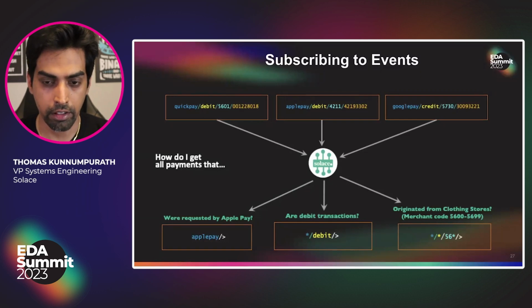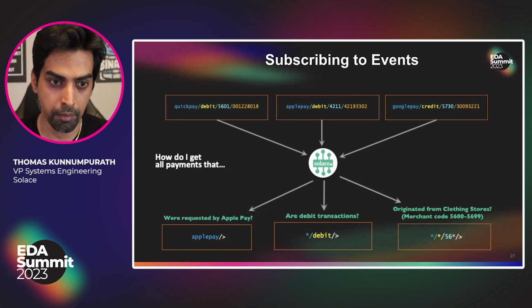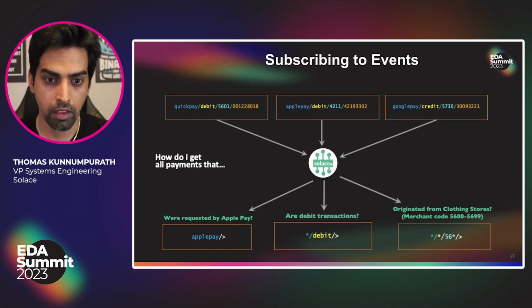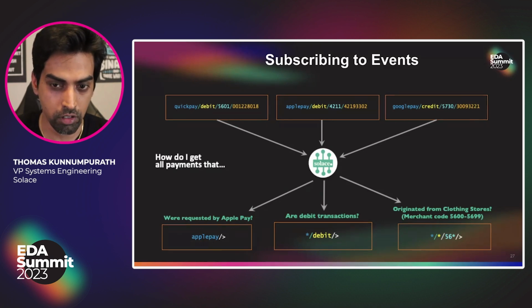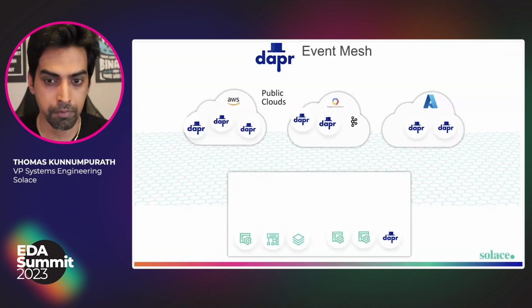And if I want to get transactions that originated from a specific merchant code, I could use a star to wildcard the merchant category code. So in this case, I'm saying I don't really care what payment type, whether it's Apple Pay, Google Pay, or Quick Pay. I don't care whether it's a debit or a credit transaction. I want transactions from stores that begin with 5.6, which is why you see over here a 5.6 star, and then a greater than thereafter.